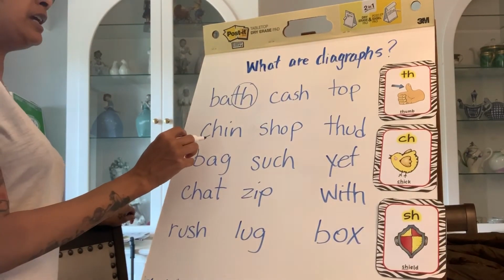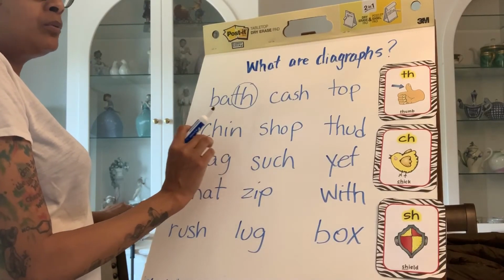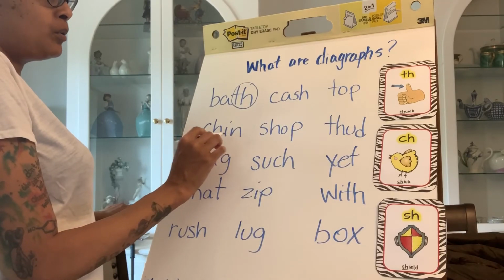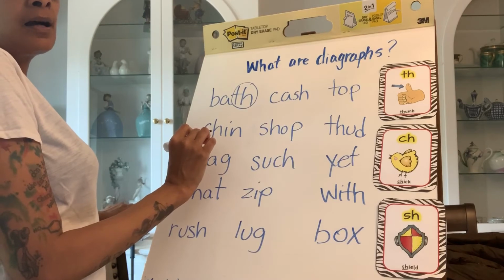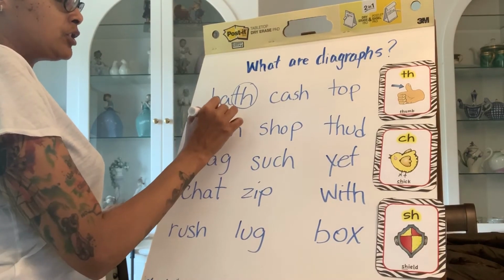The next is chin, chin. We don't say k, h, i, n. We say ch, in, because it is a what? A digraph. So we're going to circle CH.